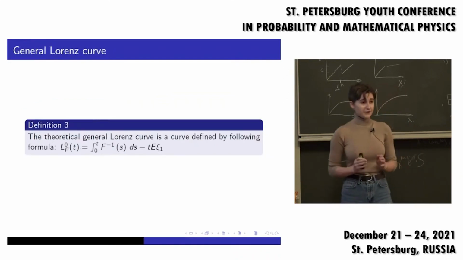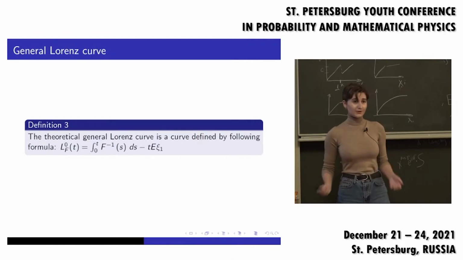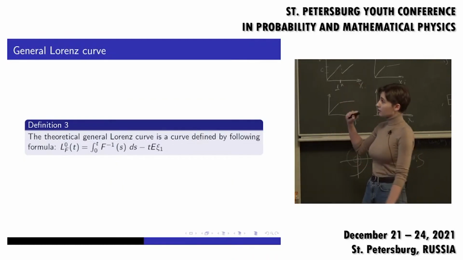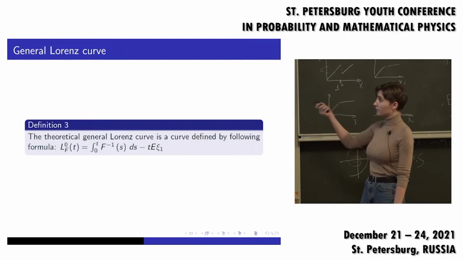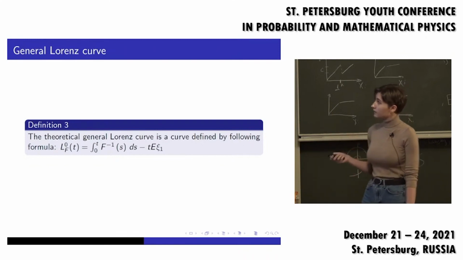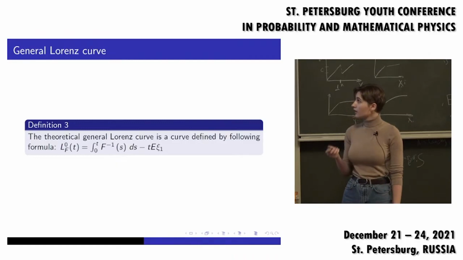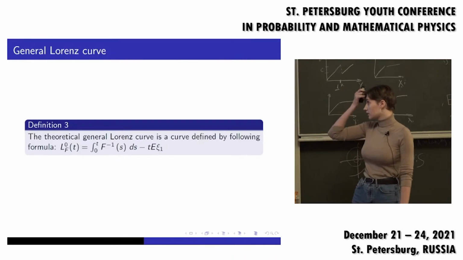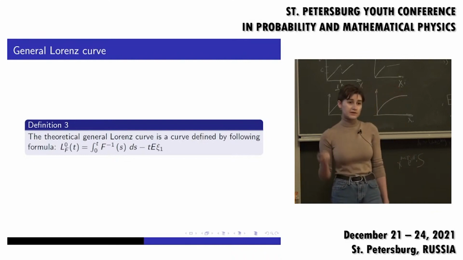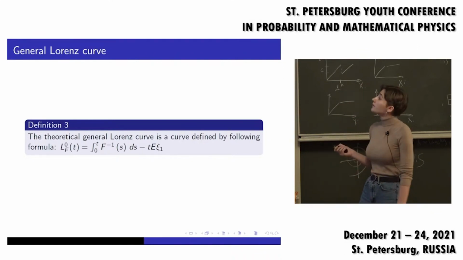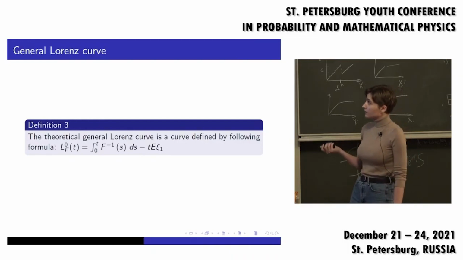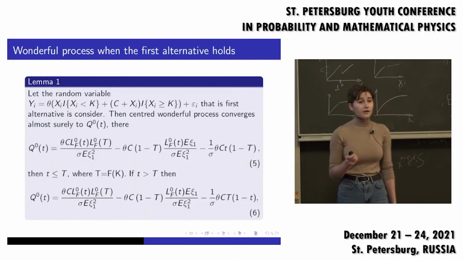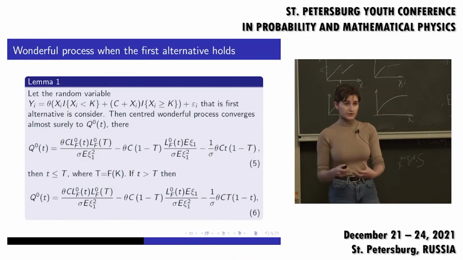Then the last definition, I promise, the general Lorentz curve. The theoretical general Lorentz curve is a curve defined by the following formula. Lf0 of t is equal to the integral from 0 to t of f to the power minus 1 of s by ds, minus t times the expectation of psi1. To calculate coefficient b of c, we need to find the limit of the wonderful process.